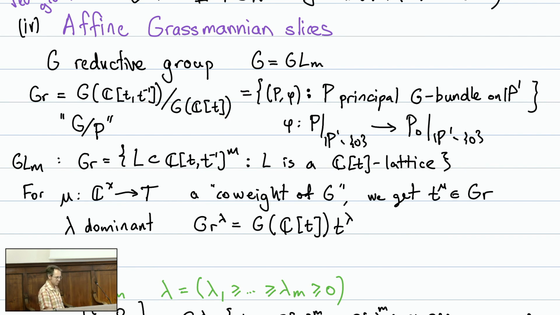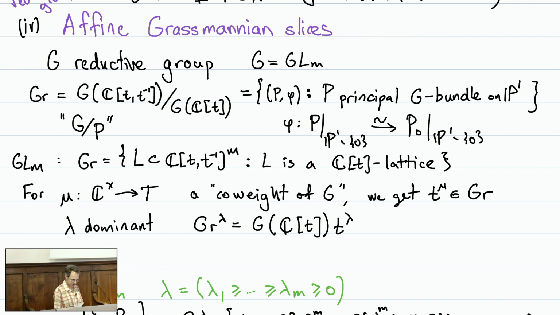Another manifestation of this space in the algebraic geometry language is that this is a moduli space of pairs, P, phi, where P is a principal G bundle on P1, and phi is a trivialization of this principal G bundle away from the point 0. So I take P, restrict to P1 minus 0, and I fix an isomorphism with the trivial. This is the trivial G bundle on P1 minus 0. And the reason for this equality here is the following.